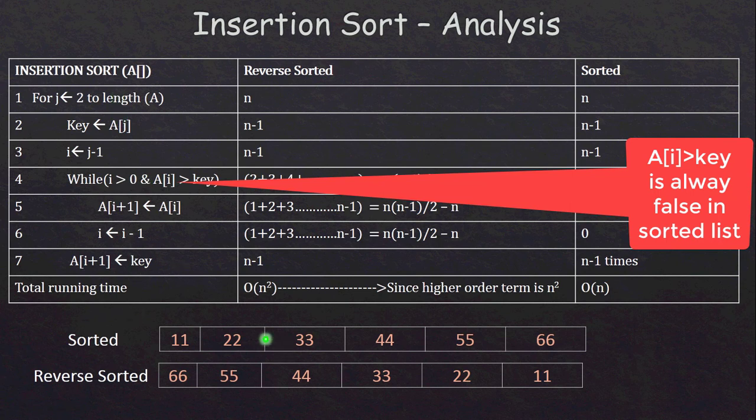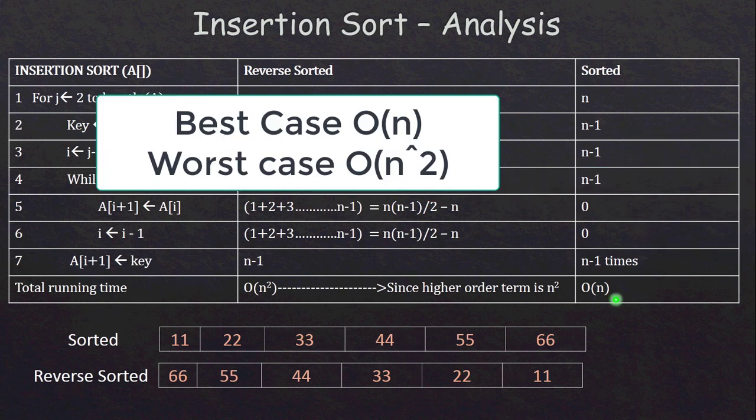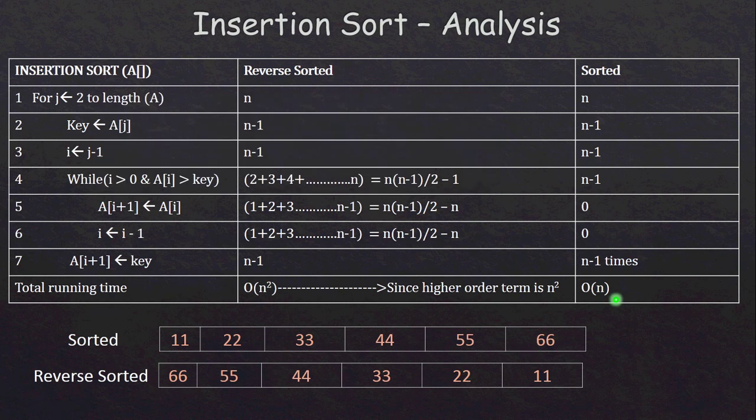Again next time, 11 and 22 are the sorted part. Key will be 33. 33 will be compared with 22. In that case itself the while loop will be false. So it will also execute n minus 1 times. So in the sorted condition the condition of this loop is always false. So these two statements will not execute. So this is inside this for loop, so it will execute n minus 1 times. So here the higher order term is only n, so the complexity is order of n. So best case of insertion sort is O of n and worst case is O of n square. That's all about insertion sort. Thank you.